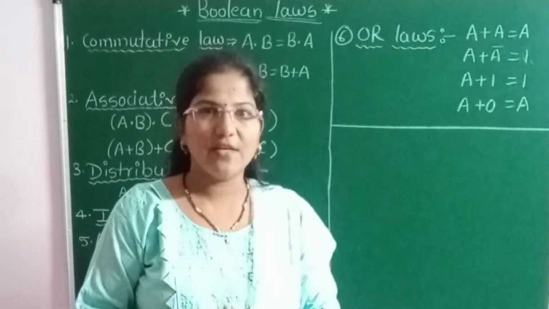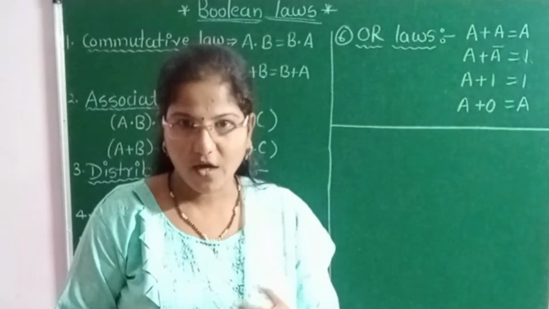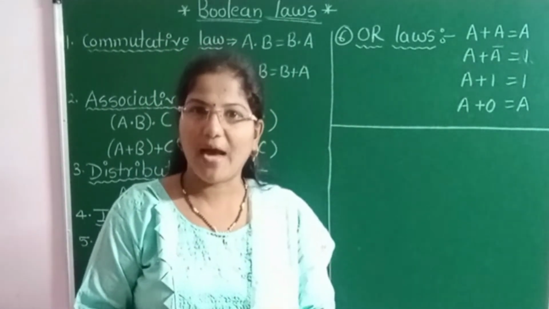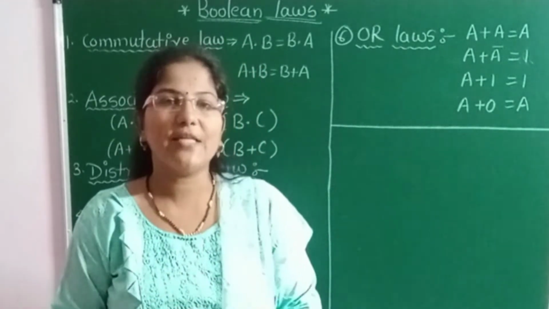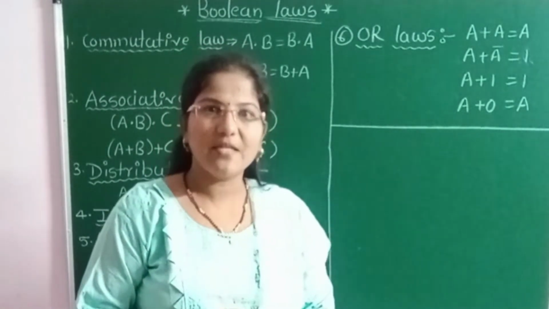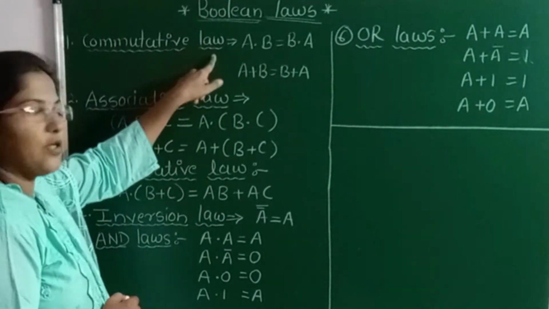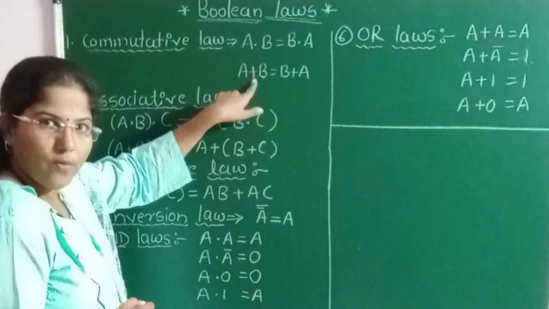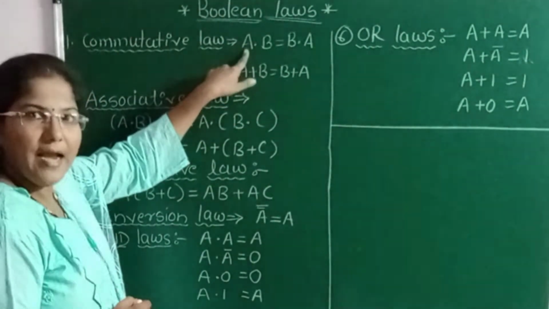Because at a glance, if we see all the Boolean laws, you may feel it is a little bit confusing to remember. But actually, if we practice by putting in the values and see how the LHS of the law is equal to the RHS of the law, then it becomes much easier to remember. So let me start with the first law, that is the commutative law. There are two commutative laws, one for the AND operation and another for the OR operation. First I will consider the commutative law for the AND operation.